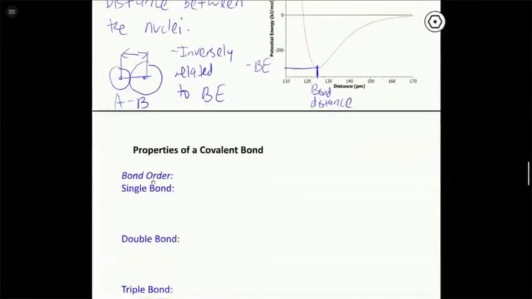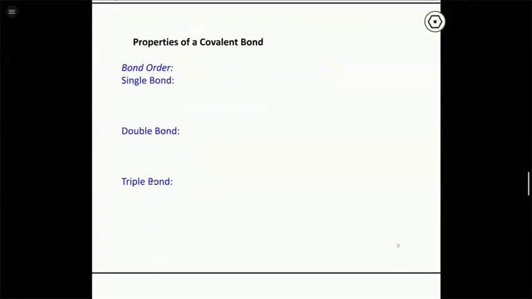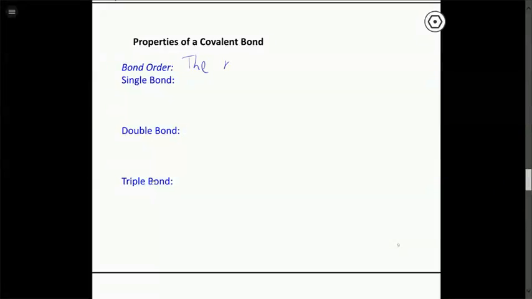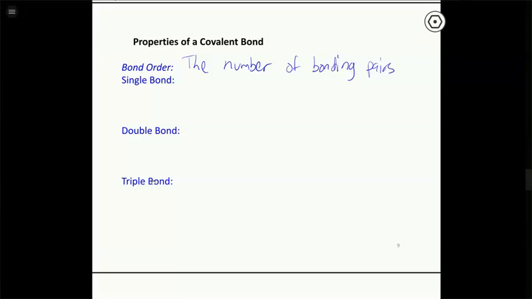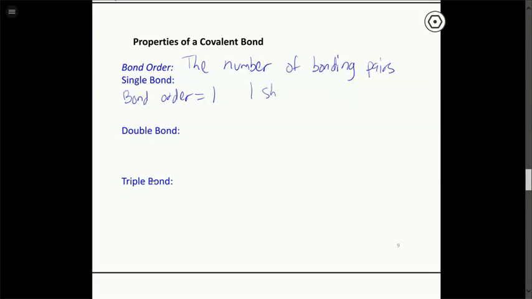Now, some other properties of a covalent bond that aren't going to be directly read from that diagram. An important one is called the bond order. As I mentioned, a covalent bond is formed when two electrons are shared between two different atoms, but it's often possible for atoms to share more than two electrons. The bond order is the number of bonding pairs between the two atoms. Each bond is a pair of electrons, and it's sometimes possible for two atoms to form more than one bond together. So a single bond has a bond order of 1. When we say that we have a single bond, that means the bond order is equal to 1, and that means there's one shared electron pair.